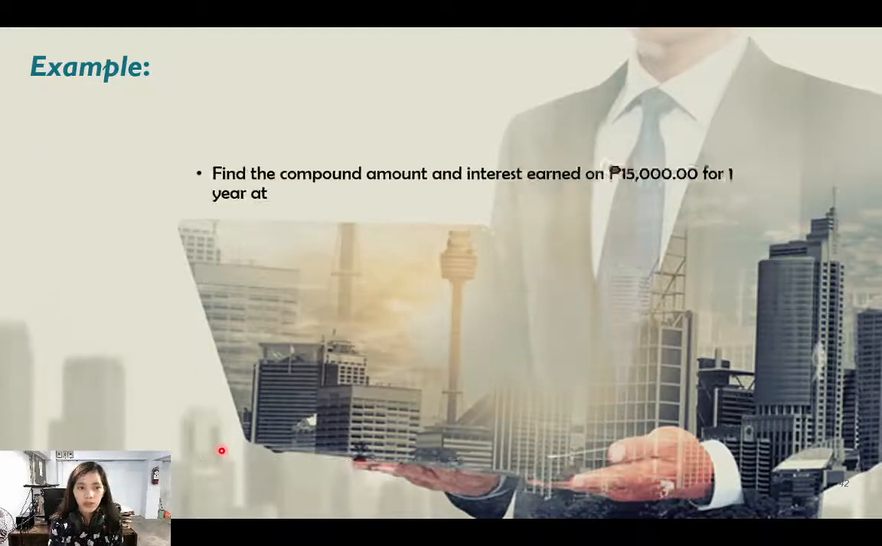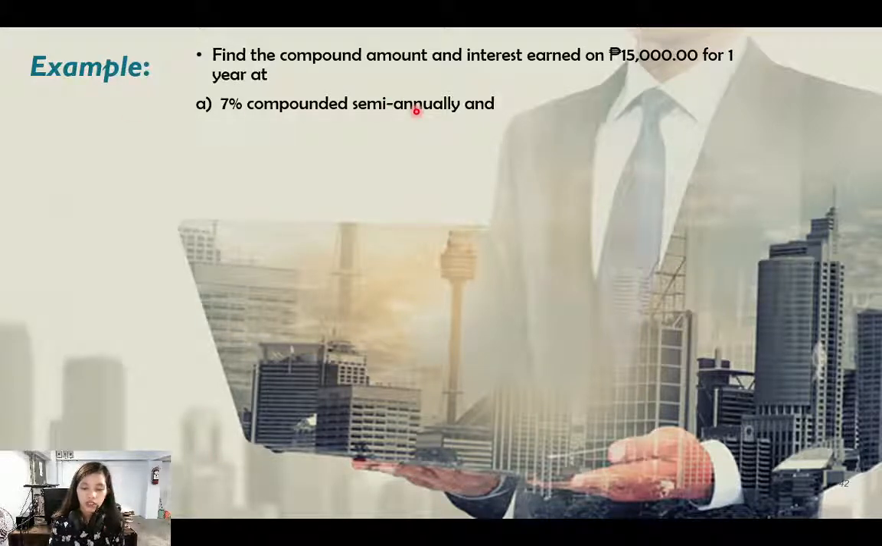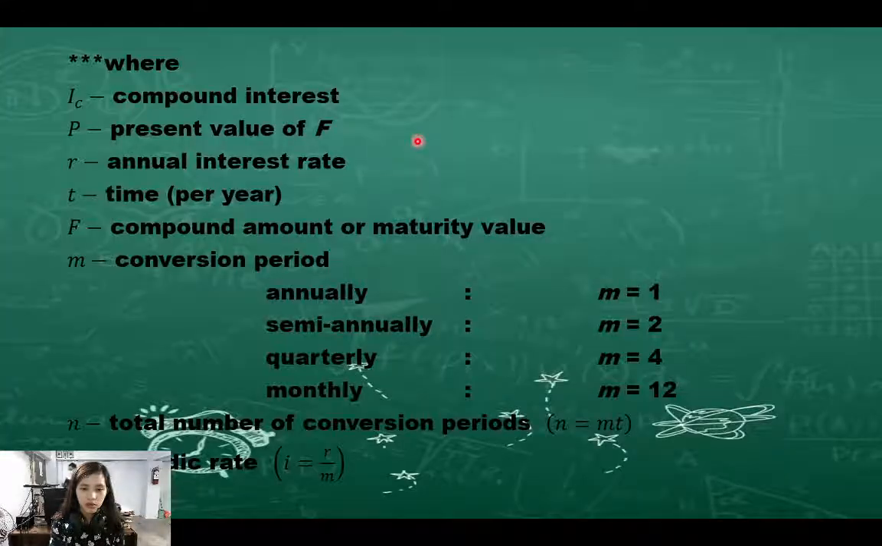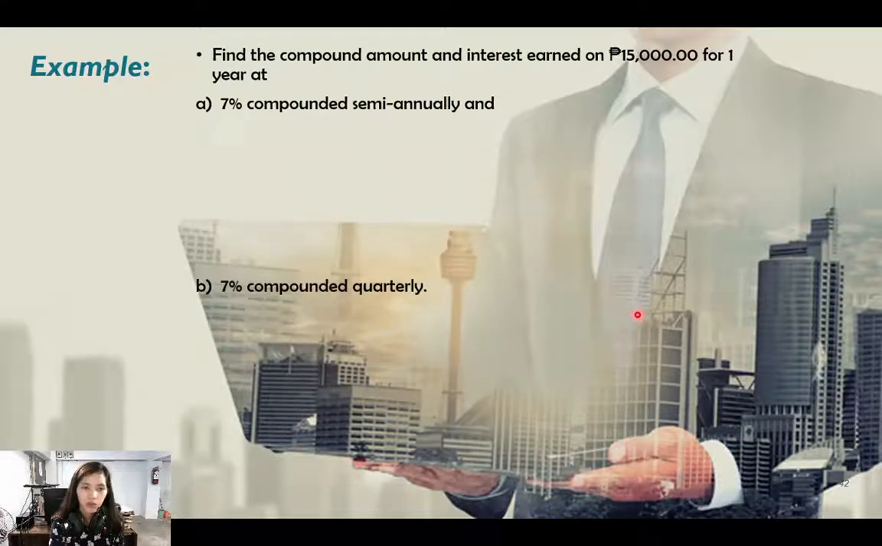Okay, let's have an example. Find the compound amount and interest earned on 15,000 for 1 year at 7% compounded semi-annually. So, anong value ng M kapag semi-annually? So, it means 2. And B, 7% compounded quarterly. So, kapag quarterly, ang value ng M ay 4. Ay, 12. Diba, 12? Ay, 4 nga. Tama. 4. Pag semi-annually, 2. Kapag quarterly ay 4.